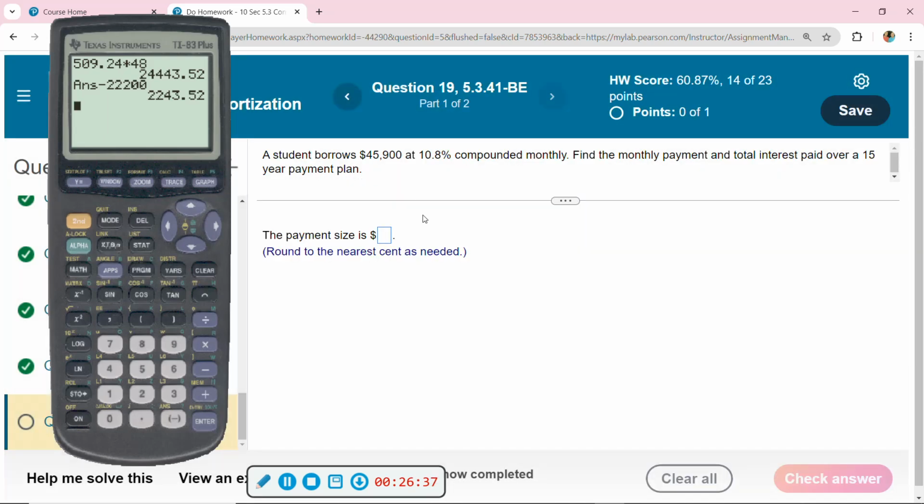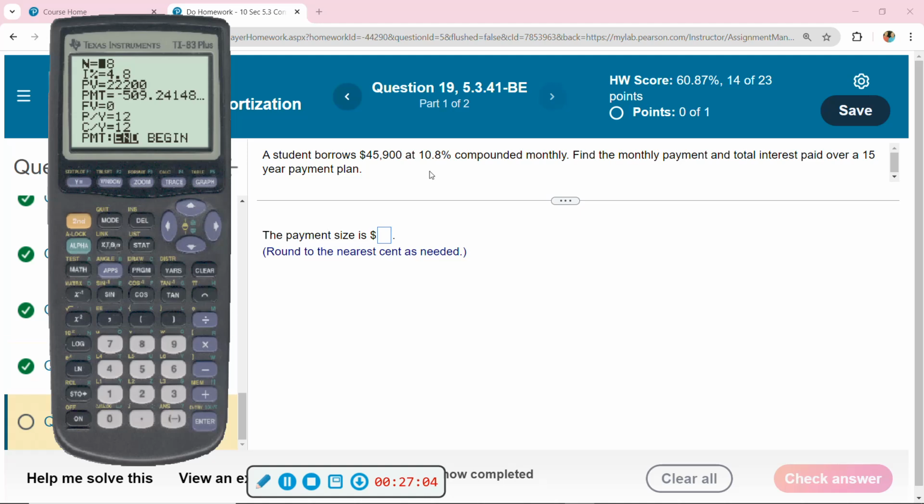A student borrows $45,900 at 10.8% compounded monthly. Find the monthly payment and the total interest paid over a 15-year payment plan. Oh, same type of problem. So let's go to our, first I'll clear that. Then we'll open our financial apps and TVM.